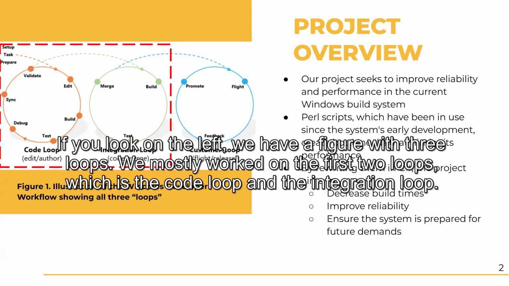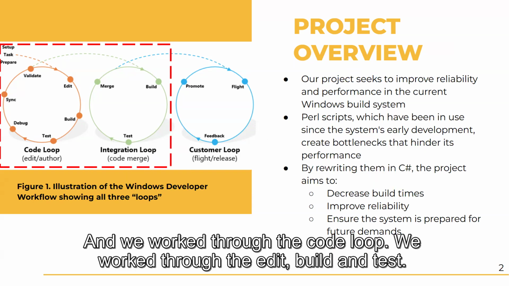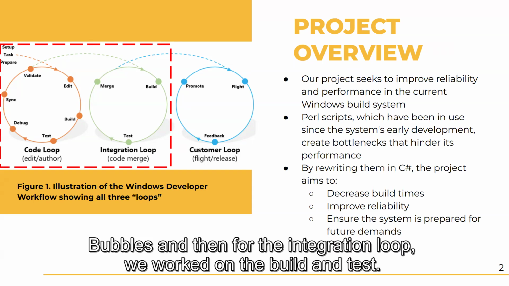If you look on the left, we have a figure with three loops. We mostly worked on the first two loops, which are the code loop and the integration loop. We worked through the code loop, the edit, build, and test bubbles, and then for the integration loop, we worked on the build and test.